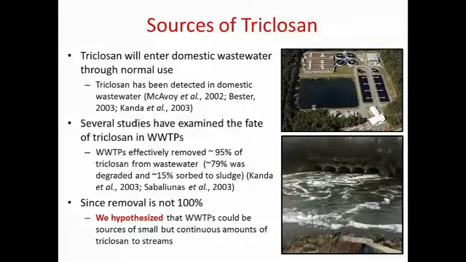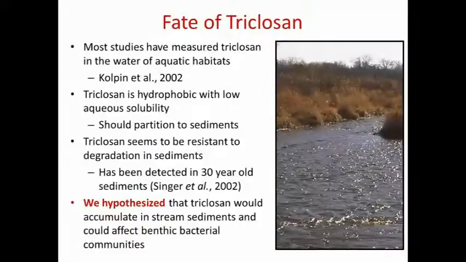So one of the things we hypothesized in our study was that even though treatment plants remove it fairly effectively, the effluent could still be a steady supply of a low but consistent concentration of triclosan to surface waters and freshwater ecosystems. The other interesting feature is that most studies that have gone out into the environment and looked for triclosan mostly look in the water, like the Colpin study. But triclosan is a hydrophobic compound. It has a very low aqueous solubility. It's going to have a tendency to partition to organics or to the sediment.